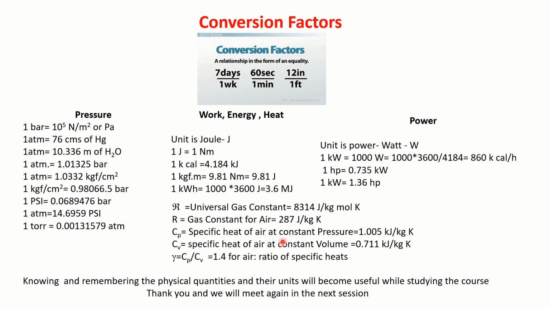Cp, the specific heat of air at constant pressure, is 1.005 kilojoule per kg K. Cv, the specific heat of air at constant volume, is 0.0711 kilojoule per kg K. Gamma is Cp by Cv; dividing one by the other, you will get 1.4 for air. This is known as the ratio of specific heats.